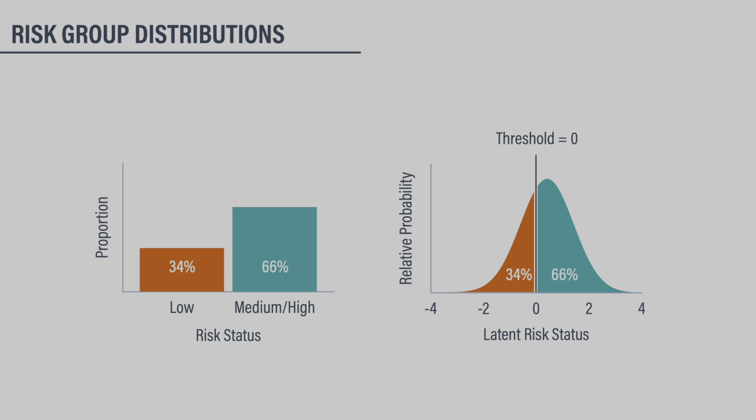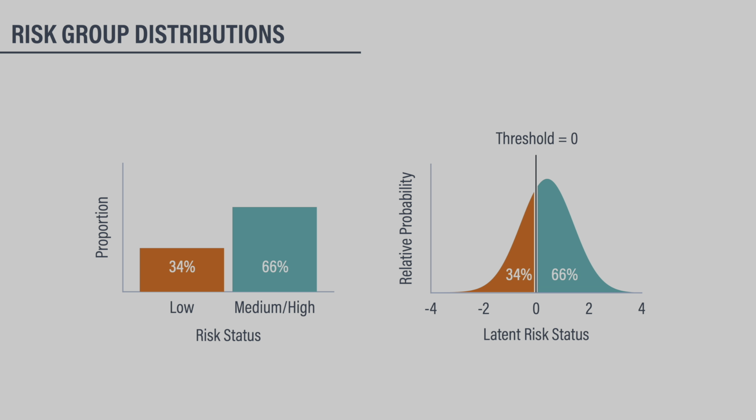In this data set, approximately 66% of the students are classified as medium or high risk and 34% are low risk. The graph on the right shows the latent risk status distribution. A threshold parameter divides the continuous propensity into 2 segments such that the areas under the curve match the bar plot proportions. Because the latent variable is unobserved, its residual variance is fixed to 1 to establish a scale, and the threshold cut point is fixed at 0 to establish the mean structure. The latent variable mean is an estimated parameter. In this example, the mean is positive because the threshold has to be below the mean in order to get 66% in the upper tail.